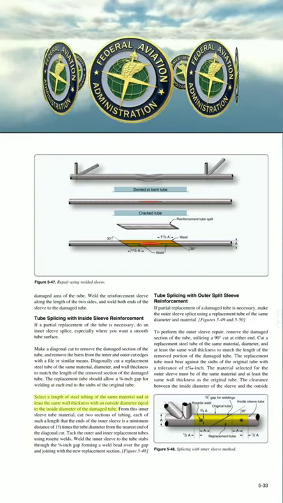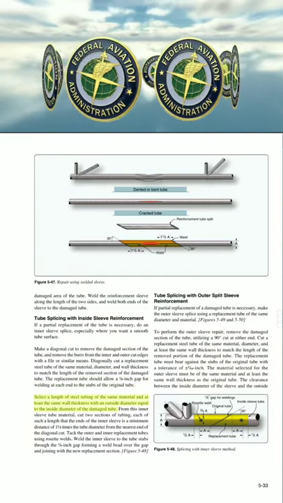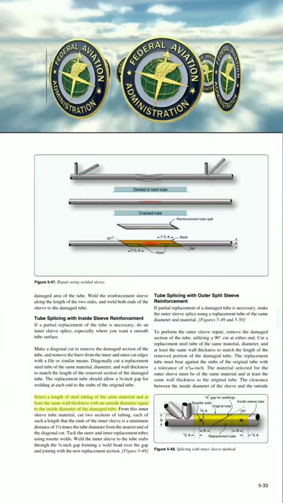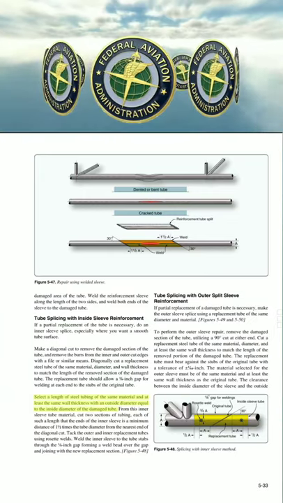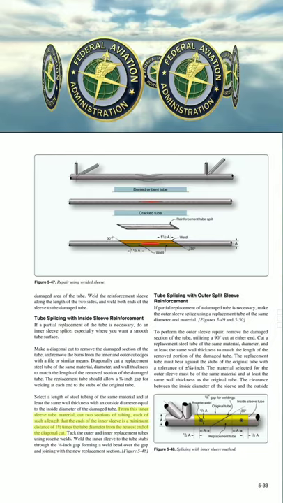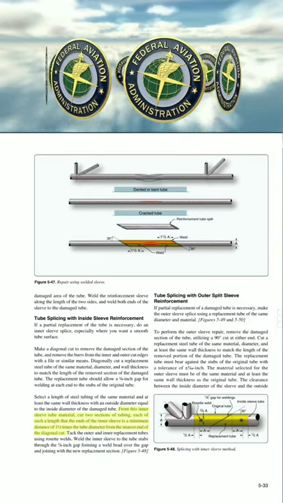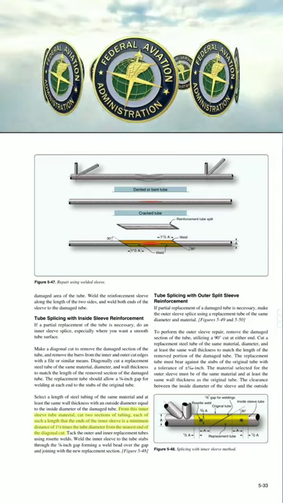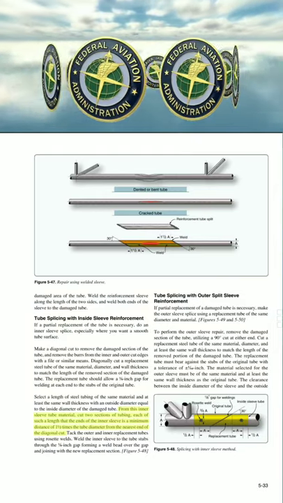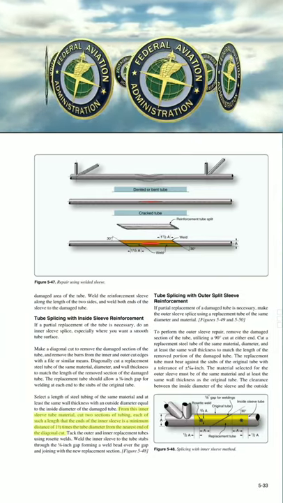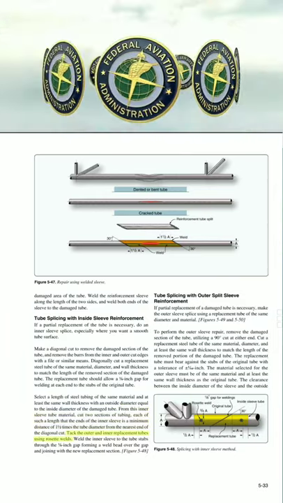The replacement tube should allow a 1/8 inch gap for welding at each end to the stubs of the original tube. Select a length of steel tubing of the same material and at least the same wall thickness with an outside diameter equal to the inside diameter of the damaged tube. From this inner sleeve tube material, cut two sections of tubing, each of such a length that the ends of the inner sleeve are a minimum distance of 1.5 times the tube diameter from the nearest end of the diagonal cut. Tack the outer and inner replacement tubes using rosette welds.